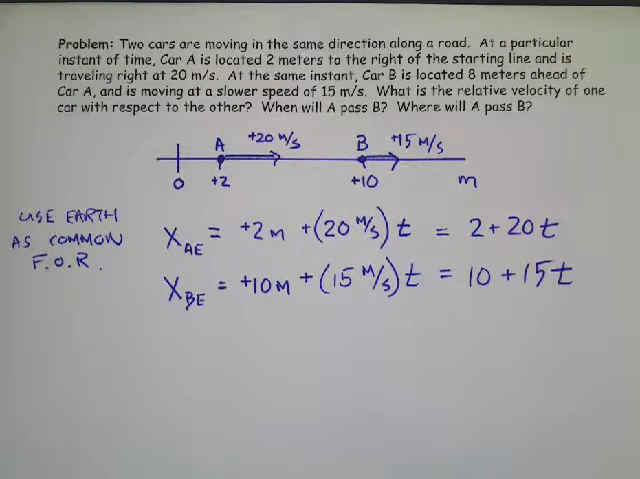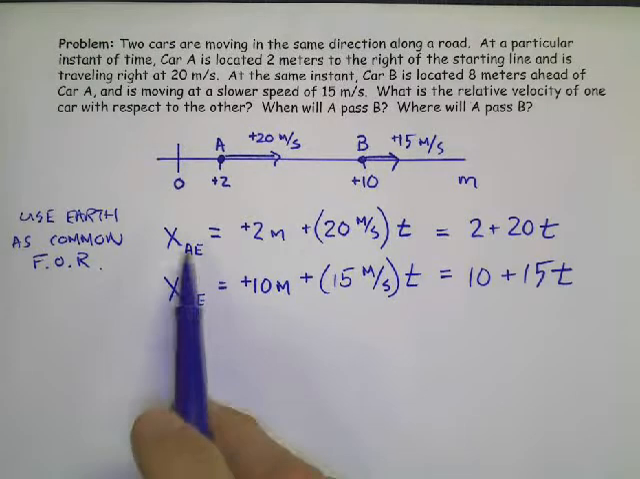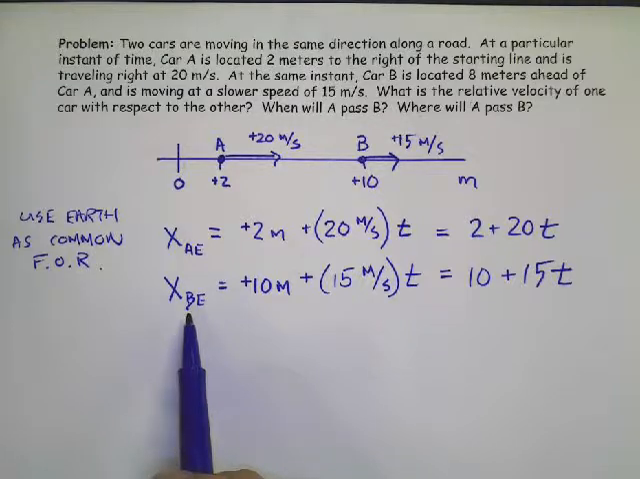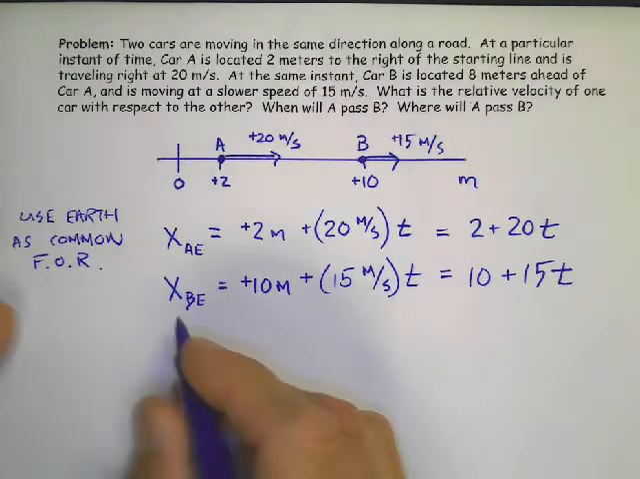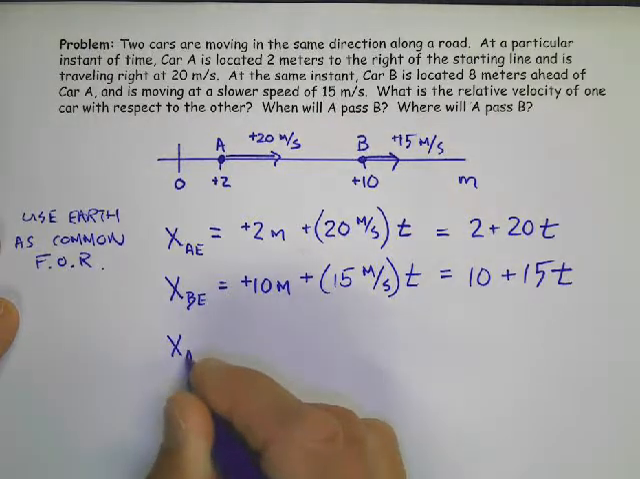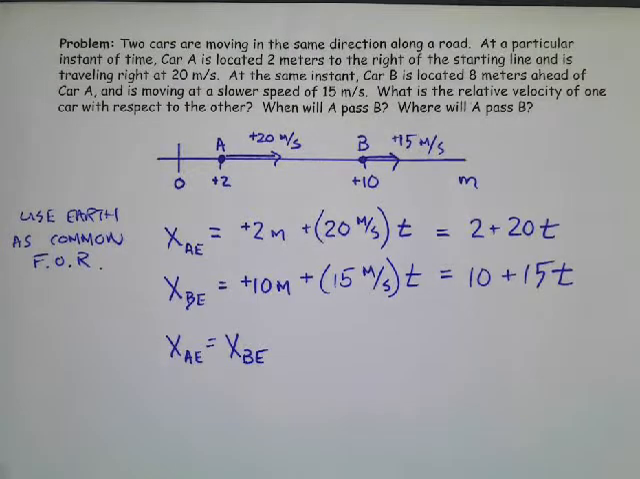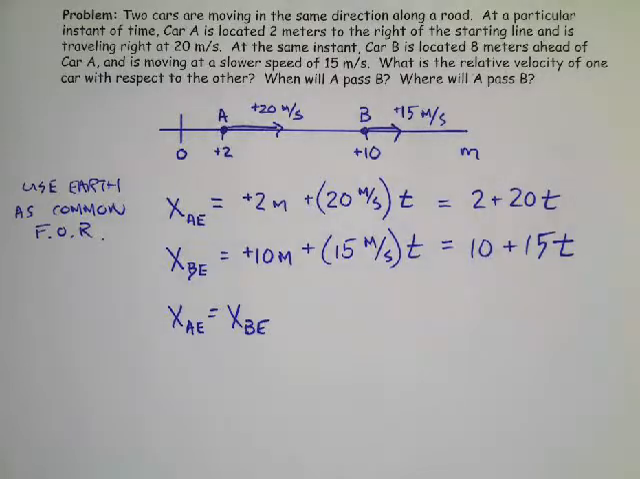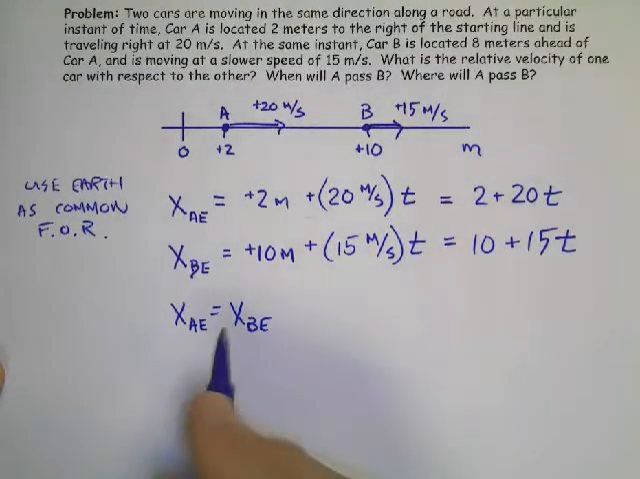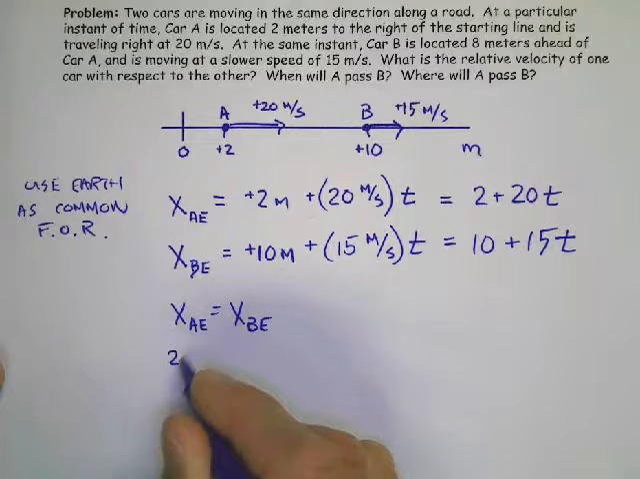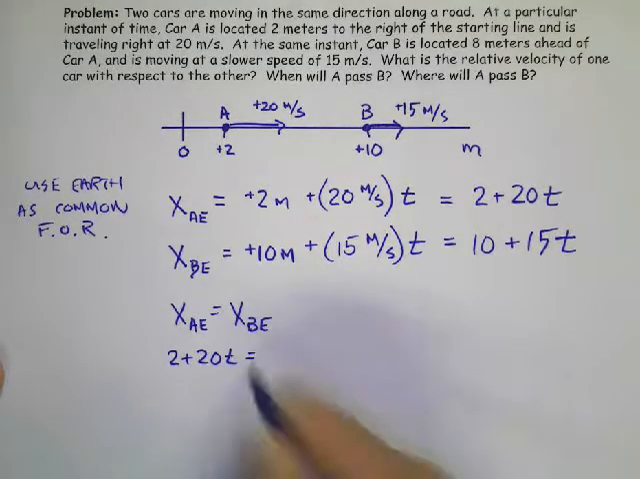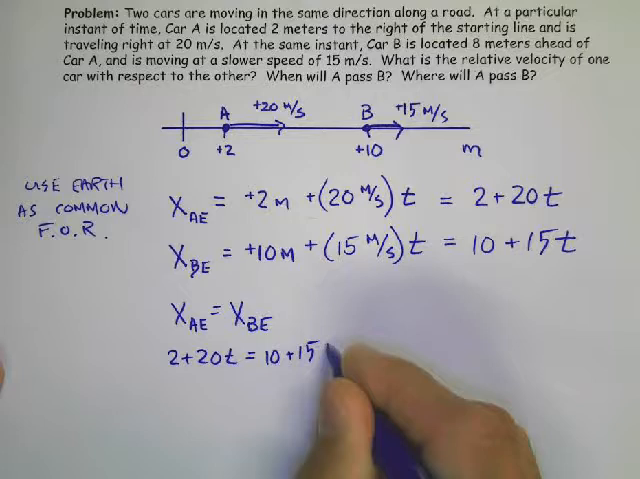What we want to do next is actually find out when the objects will actually occupy the same position. Now, since we've expressed both positions in the same frame of reference, the easiest way to do that is simply to figure out when is it true that the position of A with respect to the Earth is equal to the position of B with respect to the Earth. That's probably the easiest way to do it. And so let's solve that. So that would be 2 plus 20t is equal to 10 plus 15t.